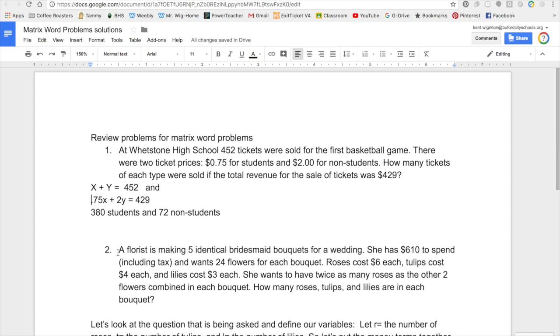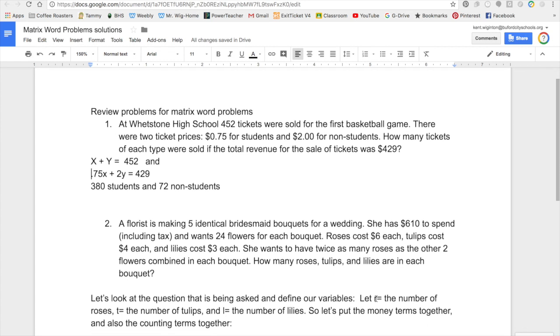This one has a bit of a trick to it. The florist is making 5 identical bridesmaids bouquets for the wedding. So you're really going to determine how many total roses, tulips, and lilies you're going to get, because we're going to let R be the number of roses, T be the number of tulips, and L be the number of lilies. I'm going to get the total number of these flowers, and we're going to be dividing them up into 5 different bouquets. The question specifically states how many are in each bouquet. So be careful. Whatever we get at the end, we're going to have to divide each of those numbers by 5 to determine how many go in the individual bouquets. Keep that in mind. That's a simple task, but easy to overlook.